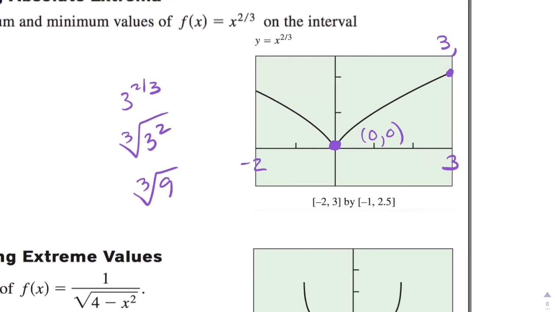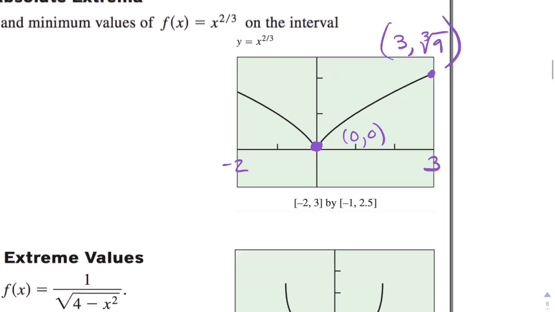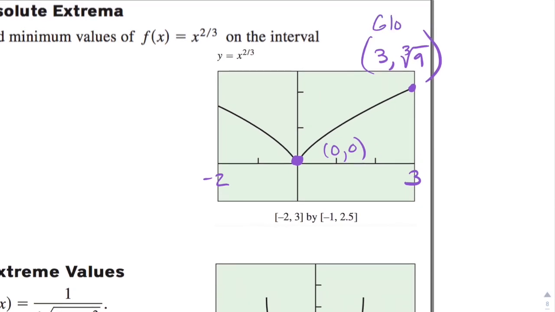So let's just write this as the cubic root of 9 at that location. We have this is going to be a global max. Visually, we have a local max. And here at 0, 0, we have a global min. So visually, we can see them all here, and we really didn't even need the local max.